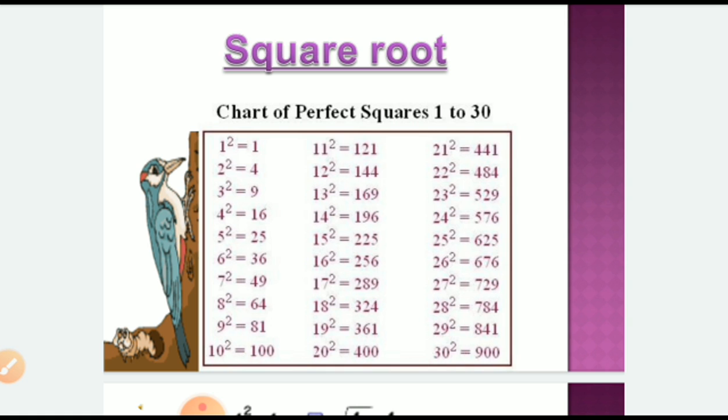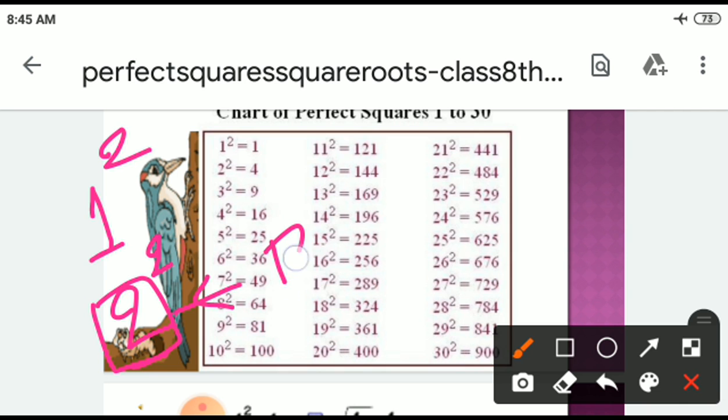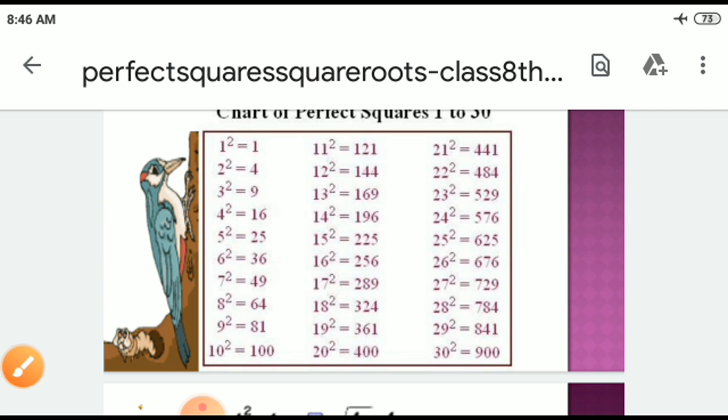Squares. 1 square. This is the square sign symbol. How to read this one? 1 square, 2 square. Here the downside figure is showing the base and the upper figure is showing the exponent. 1 square means it is a repeated multiplication of the number: 2 into 2 is 4, 3 into 3 is 9, 4 into 4 is 16, etc.